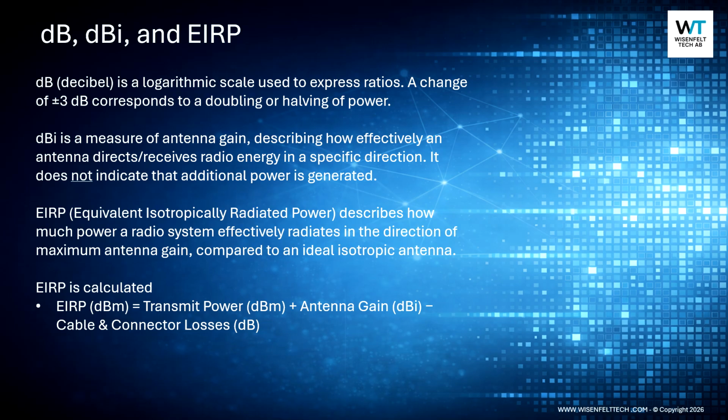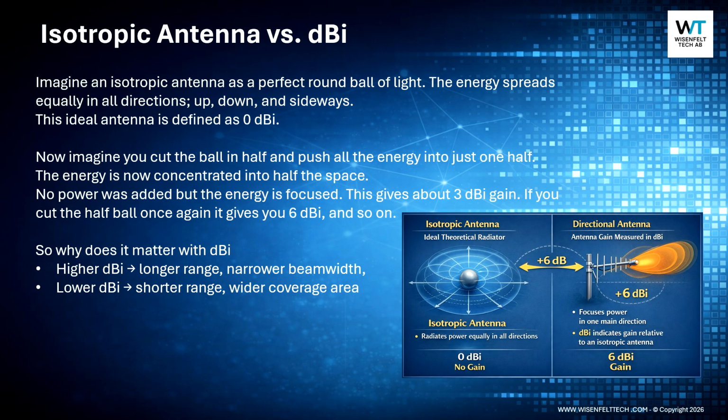This means the system radiates the same power in its strongest direction as an ideal isotropic antenna would if it were transmitting 25 dBm. Imagine an isotropic antenna as a perfect, glowing ball of light. The light spreads evenly in all directions, upward, downward, and sideways. Every direction gets the same amount of energy. This perfect, theoretical antenna is defined as 0 dBi.